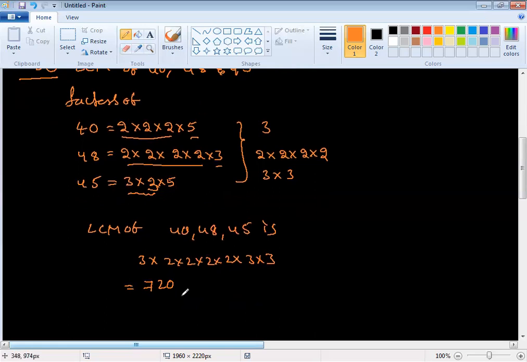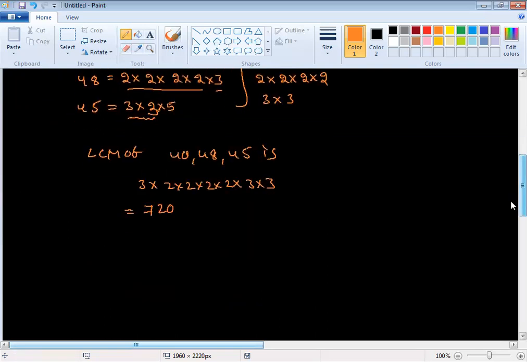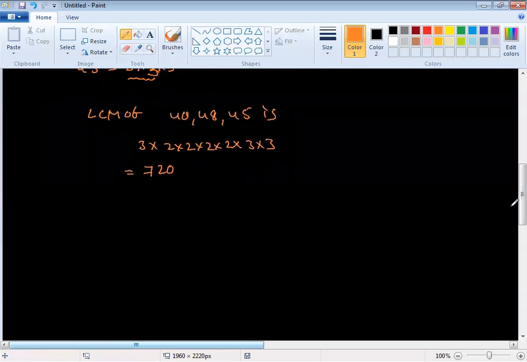To check this is correct or wrong, you can divide with 40 and 48 and 45. It will be clearly cancelled. For 40, 48, 45, the remainder is 0. So this is one more method. And the third method, what? The third method we use maximum. What is the third method?